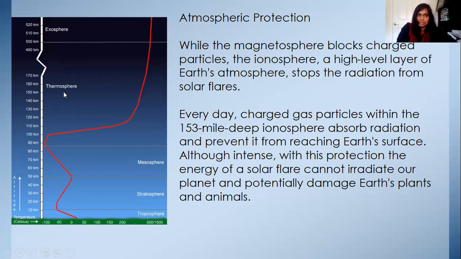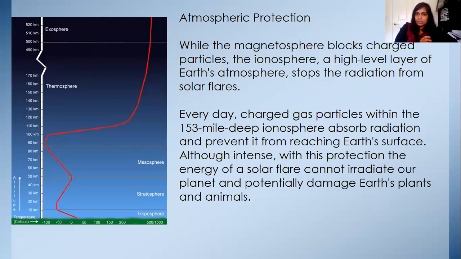That's where the Earth's atmosphere is coming in. When it starts at the Earth's atmosphere, it heats up, so here the temperature is a little bit high. So we have this atmospheric protection from these magnetic field lines. The magnetosphere blocks charged particles that come in, and the ionosphere, a high-level layer of the Earth's atmosphere, stops the radiation from solar flares. So we are not receiving this unnecessary radiation coming from the solar flares.